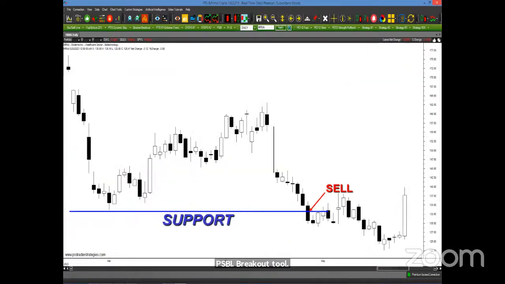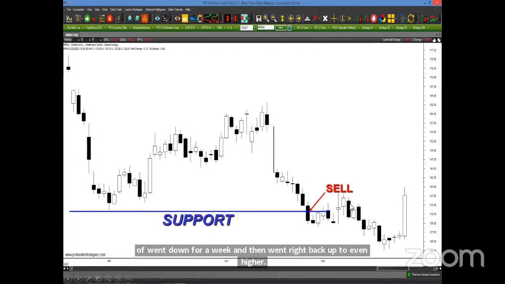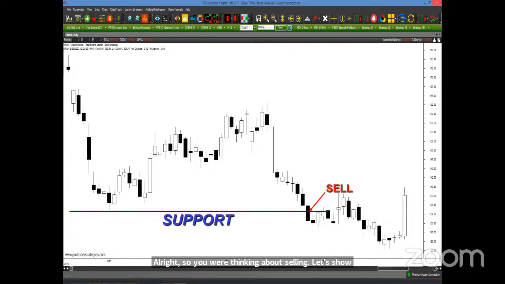What about Moderna? When we looked at that, we said, okay, I'm long this, and when it comes down here, I'll get out because most likely it's breaking the support. And then what happened? It really never broke it, kind of went down for a week and then went right back up to even higher. All right, so you were thinking about selling. Let's show you how you could have exited your long position using the PSBI and had a better result.